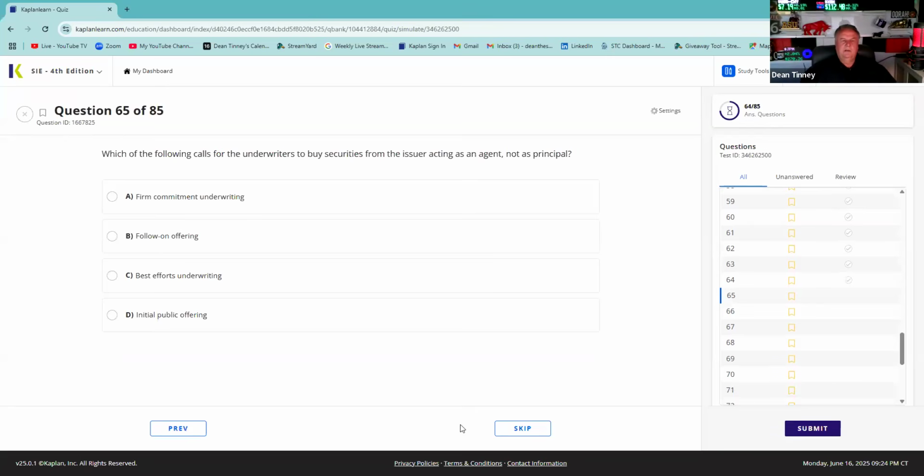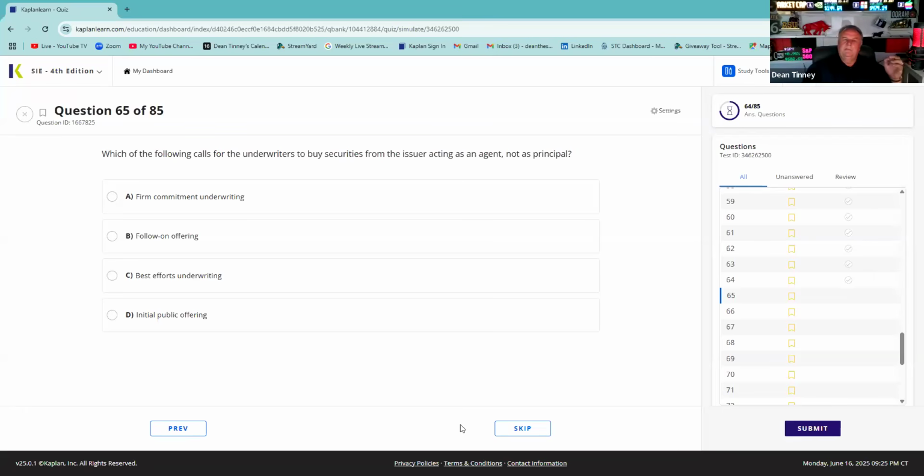Which of the following calls for the underwriters to buy securities from the issuer, acting as an agent, not a principal? Wow, that's kind of tough. Which of them calls for the underwriters to buy securities from the issuer acting as an agent? So firm commitment, follow-on, best efforts, initial public offering.